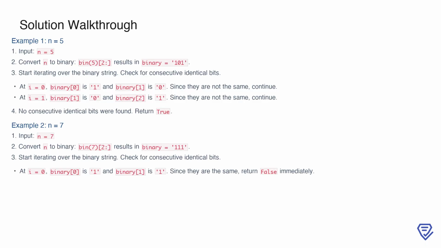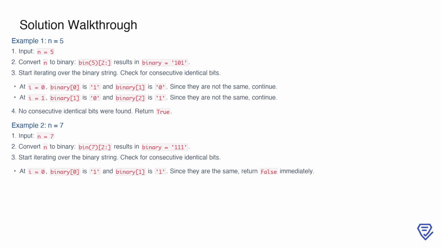To understand the problem, let's go through some examples. For the first example, we are given n equals 5. The first step is to convert this number into its binary representation. Using the expression bin(5)[2:], we get the binary string 101. Now, we need to check whether this binary string has alternating bits. This means we need to ensure that no two consecutive bits are the same.